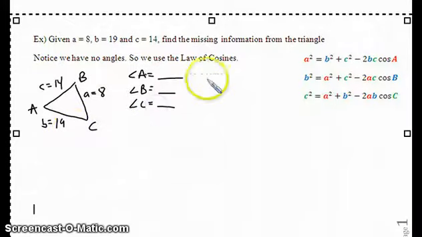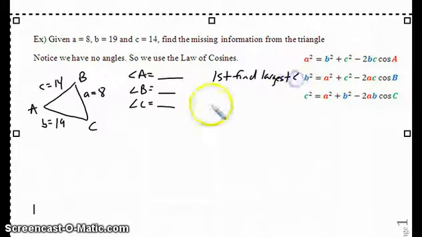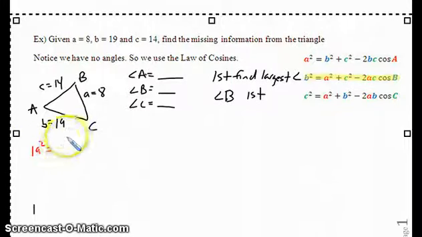Now remember, I said when you do this, try to first find the largest angle. And in this problem, the largest angle has to be, since B is the largest side, B. So we want to find B first. So that means if I'm trying to find B first, I have to use this version of the formula. So let's go ahead and do that. B squared, which is 19 squared, equals A, 8 squared, plus C squared minus 2 times A times C times the cosine of B.